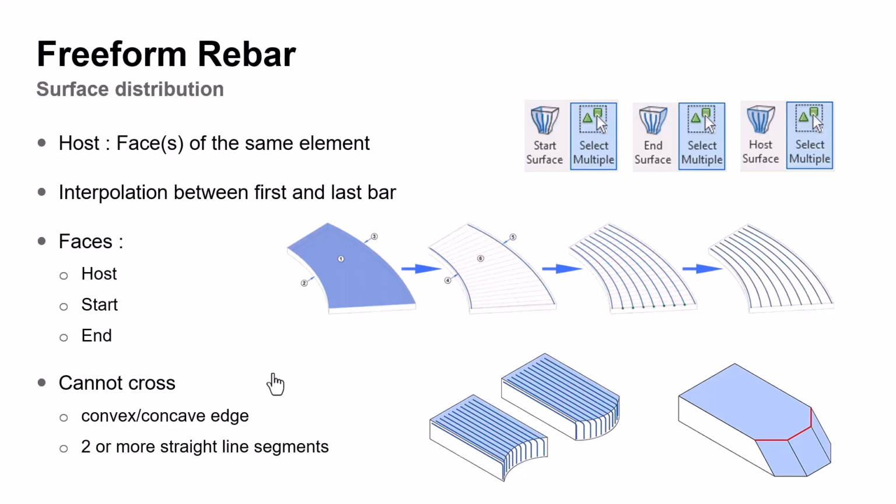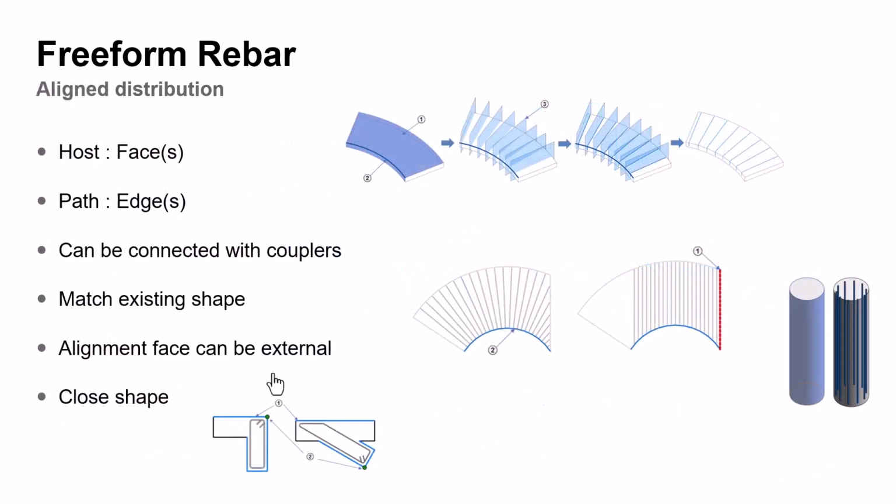And this freeform rebar also supports distribution along multiple surfaces, giving us more control over how bars follow complex shapes. Again, this method is great for circular or radius layouts where bars need to follow a curve while staying evenly aligned. These bars can also be connected with couplers and match an existing geometry.